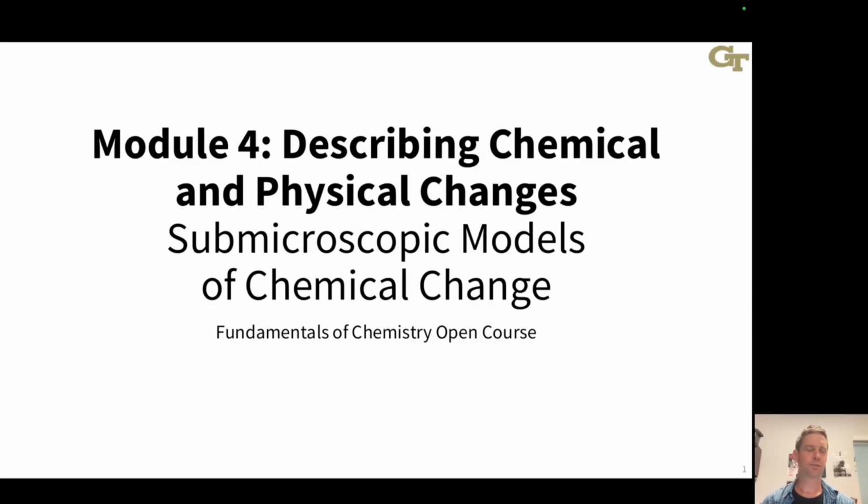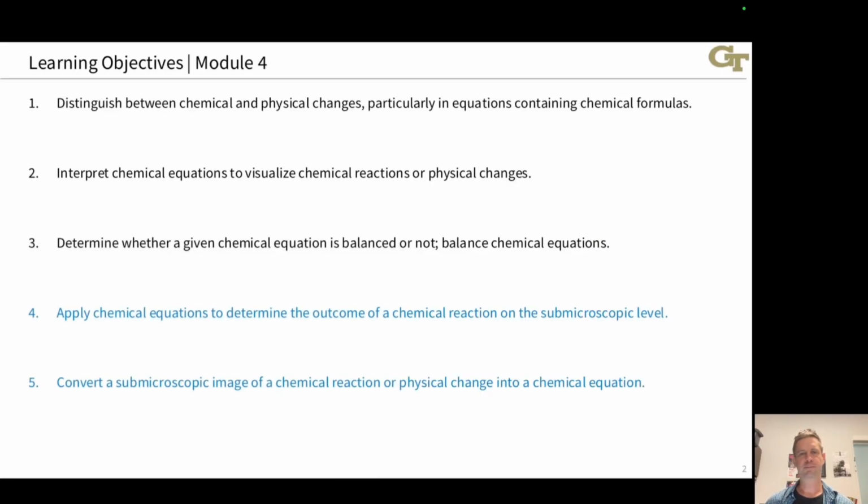In this last video of Module 4, I wanted to talk a little bit more about thinking submicroscopically about chemical reactions. In the last video, we looked at an example of analyzing the outcome of a reaction on the submicroscopic level, given a collection of molecules and a balanced chemical equation serving as a recipe for how those molecules combine with one another.